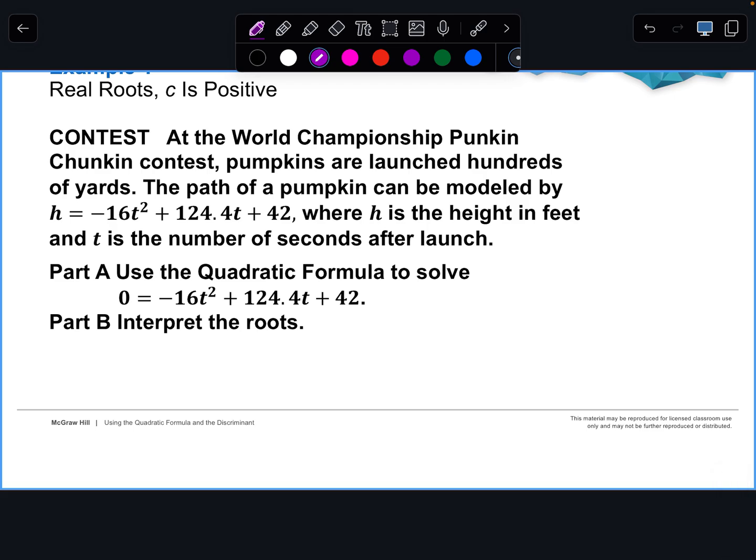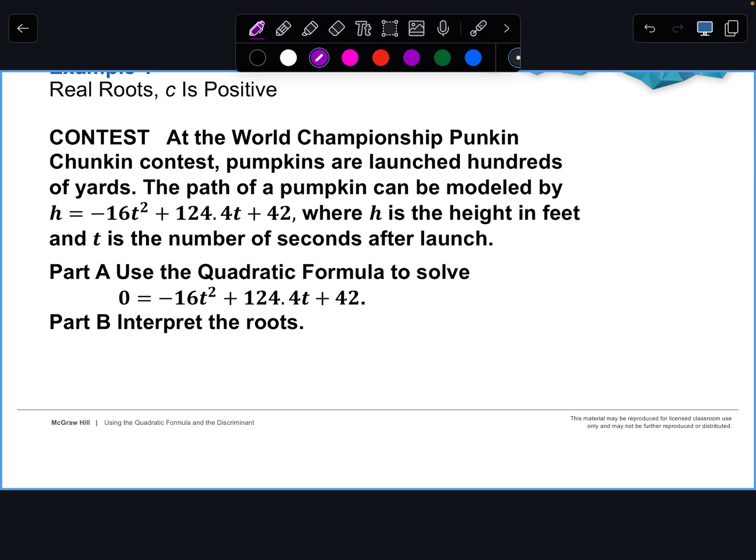So, at the World Championship Pumpkin Chunkin contest, pumpkins are launched hundreds of yards. The path of a pumpkin can be modeled by h equals negative 16t squared plus 124.4t plus 42. Get your calculators out, by the way. Where h is the height in feet and t is the number of seconds after the launch. Use the quadratic formula to solve 0 equals negative 16t squared plus 124.4t plus 42.